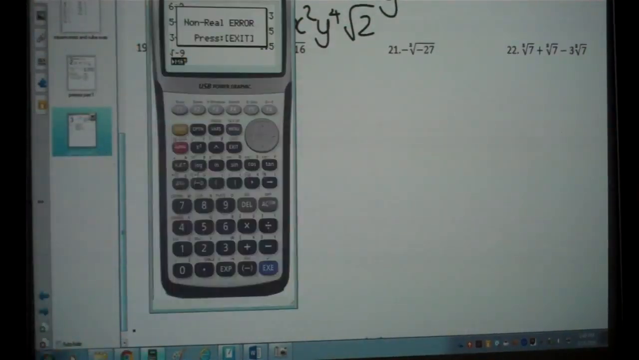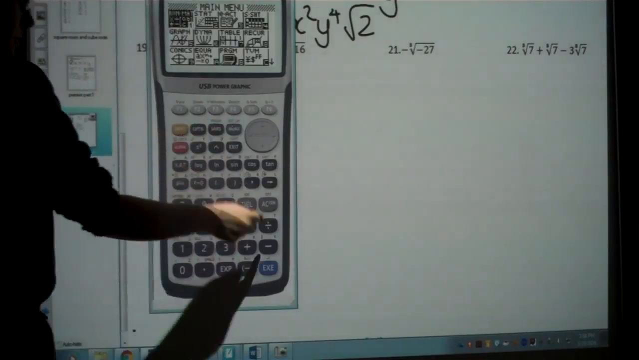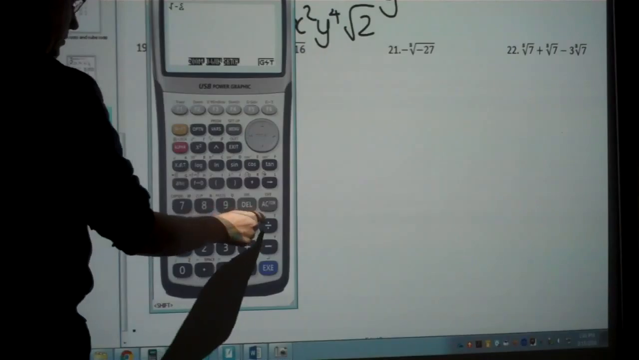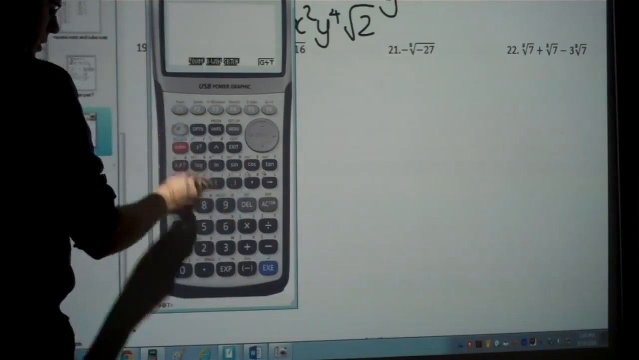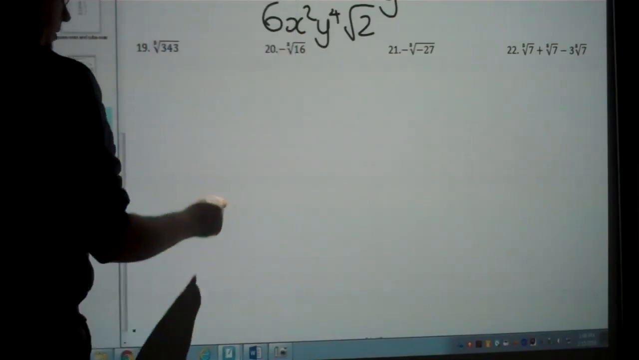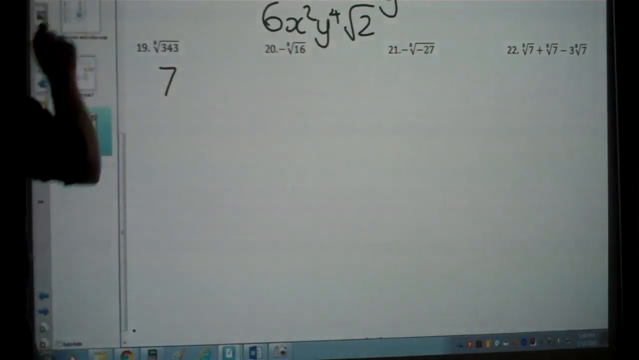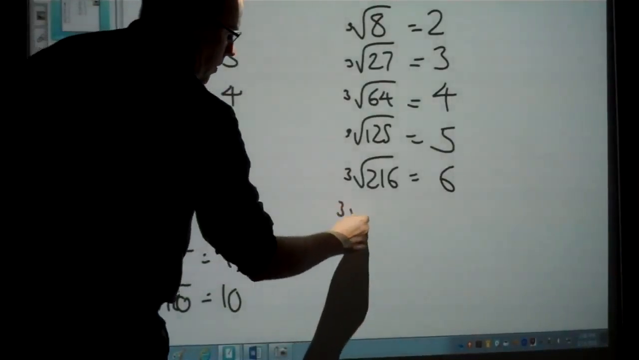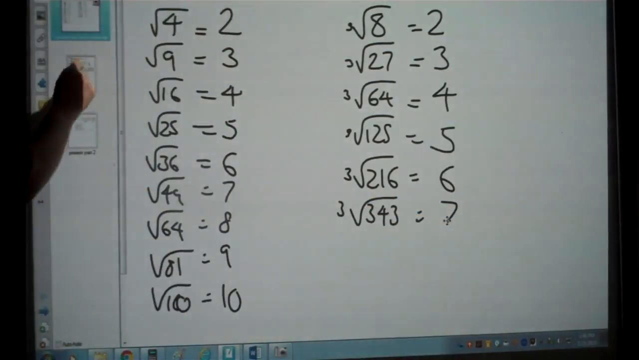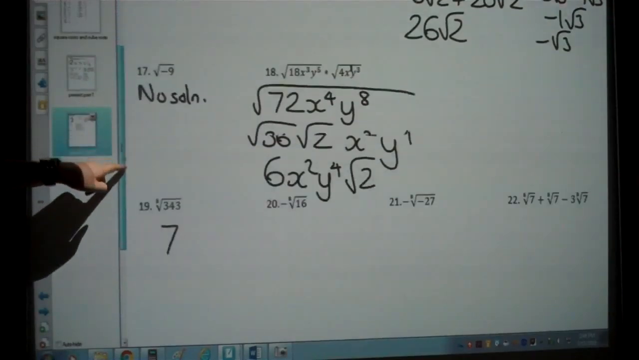19, cube root of 343. So I'm going to go into my run menu again. Shift and, oops, let me get rid of that previous question. Shift and left parentheses for cube roots, 343, and that one actually works fine, it's 7. And if I had continued my list one more, I would have actually known that that one worked anyway. Okay, what else do we have?